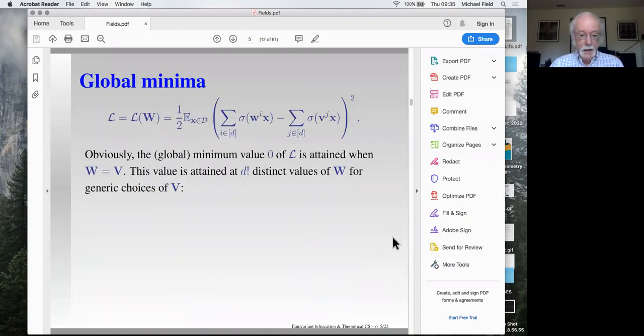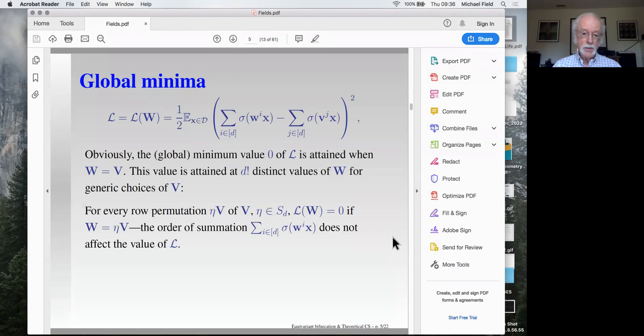And why is that? Well, obviously, if you look at the formula here for the global minimum, you can see very quickly that the minimum value of 0 is attained when W equals V. I've already covered that. And it's attained at D factorial distinct values of W for generic choices of V. So in particular, if you look at the formulas here, you'll see that obviously you can permute the order in which the sum is taken. So any permutation of the first D integers will give you a reordering of the sum here, and therefore a reordering of the matrix, and you're still going to get 0 if that matrix W is V. So you have D factorial, basically, generically, distinct values of W that will give you the global minimum.